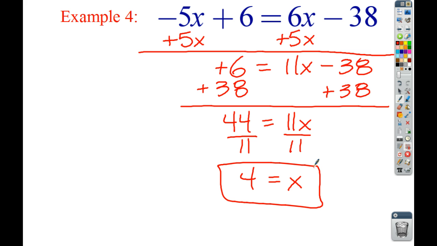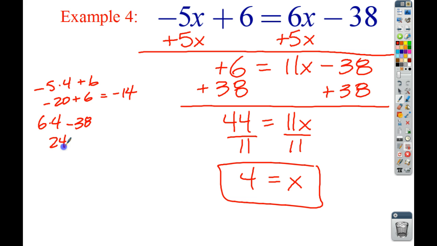All right, let's check it. Negative 5 times 4 plus 6. Negative 5 times 4 is negative 20. Plus 6 is going to be negative 14. Okay, let's try 6 times 4 minus 38. 6 times 4 is 24 minus 38. 24 minus 38 is equal to, yep, it's equal to negative 14. And it checks.